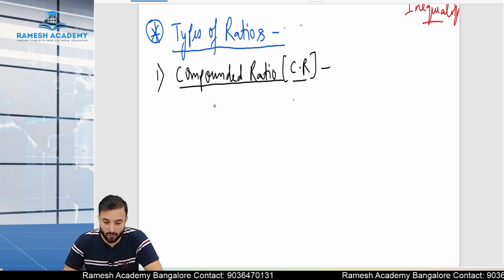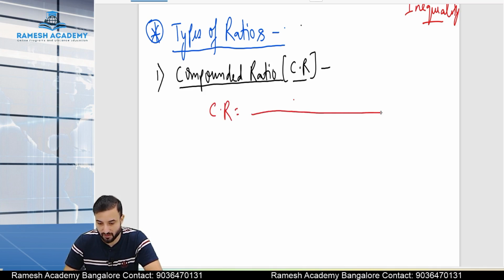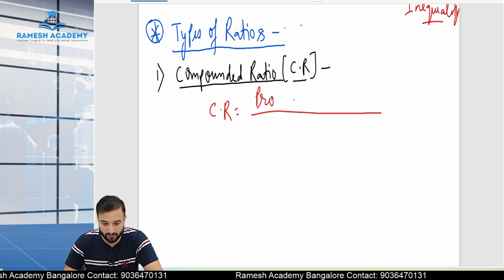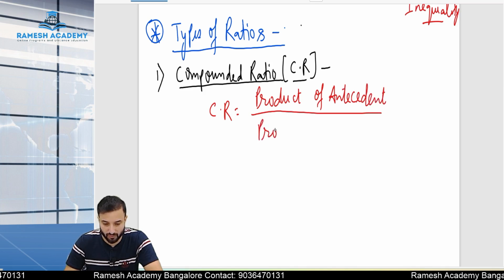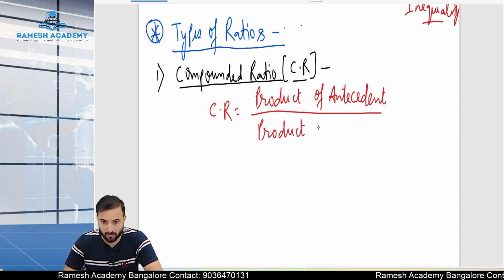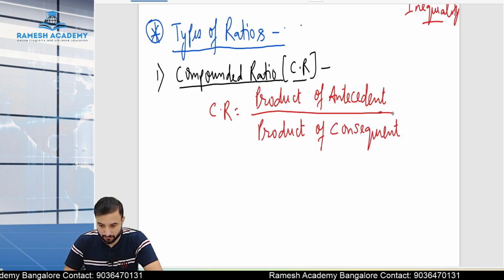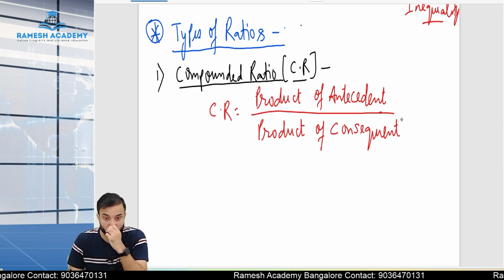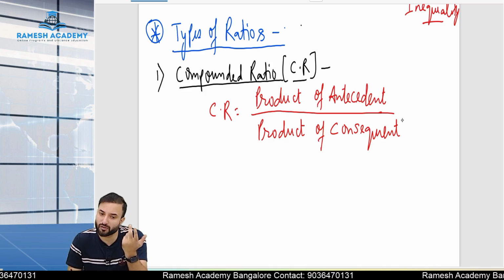So for the compounded ratio, if you write the formula, the compounded ratio is the ratio of the product of antecedents divided by the product of consequents. What is the formula of compounded ratio? The compounded ratio formula is the product of antecedents by the product of consequents.